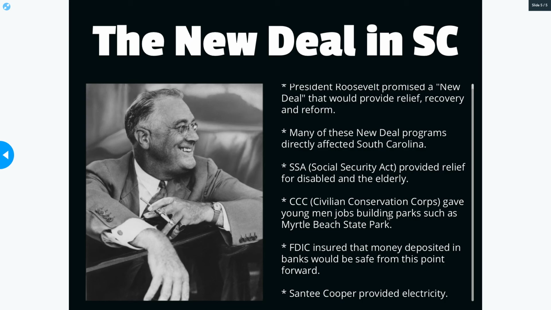The FDIC, if you ever go with your parents inside the bank, you will see a little FDIC plaque. Basically, the FDIC is a government program that is still around today, and it ensures that if I go to try to withdraw my money from the bank, then the bank is going to have that money, which is huge. And of course, Santee Cooper. Now, Santee Cooper is the largest electricity provider in South Carolina today, and it was basically formed with New Deal funds.